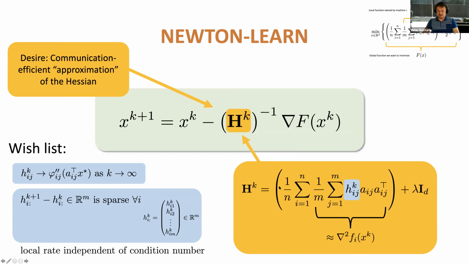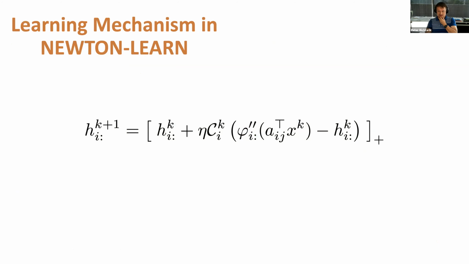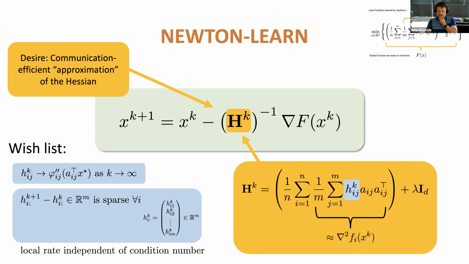So somehow this can be done by the server just from this vector communicated by each client to the server. Yeah, I didn't write it explicitly, but that's what's happening. So basically, each client is sending h_ij and a_ij.